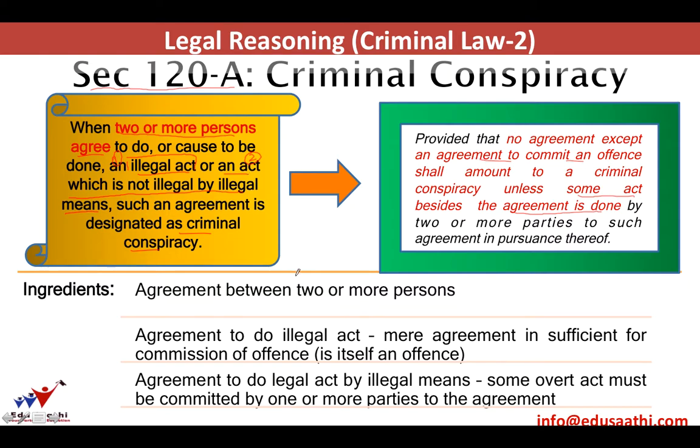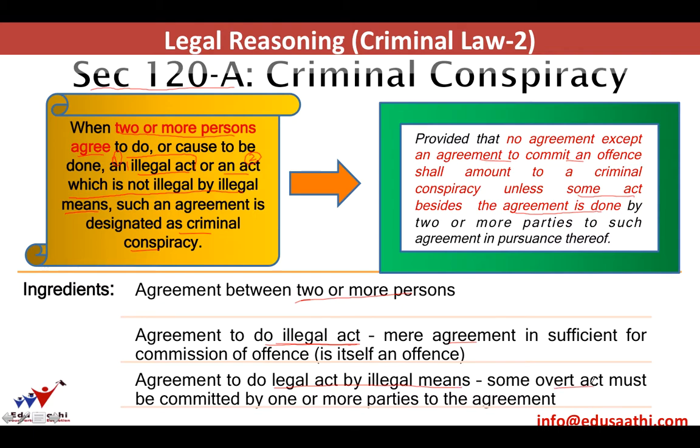So let's take the ingredients. Agreement between two or more persons. So there must be two or more persons. One person cannot enter into a criminal conspiracy. So there must be more than two people. Agreement to do an illegal act. Mere agreement is sufficient for commission of an offence. So when you are agreeing to do an illegal act, in that case only an agreement is sufficient for commission of an offence. Agreement to do a legal act by illegal means. This is the second category.